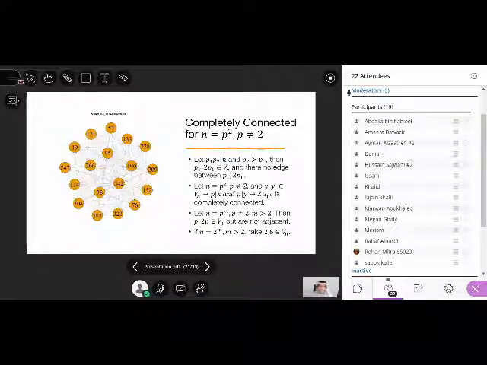Now, we saw this for p squared. What if it's greater than squared? What if it's cubed, to the power of 4, and so on? In this case, again, we take p and 2p. They are in Vn, but they're not adjacent, because their product will be equal to 2p squared, which is not divisible by n.